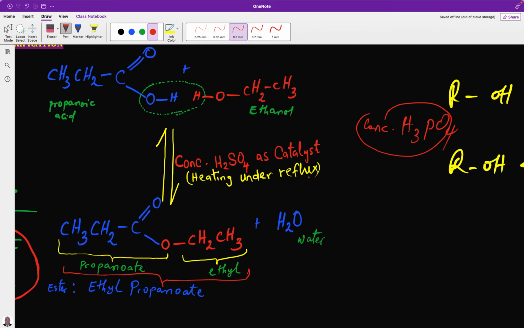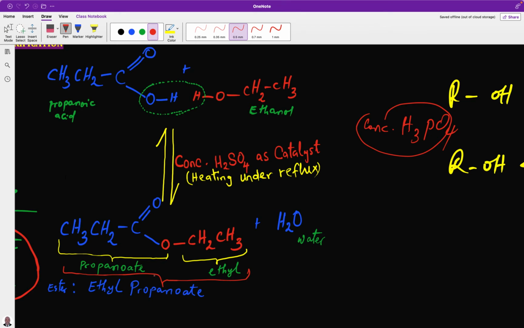What will be the product? The product will be an ester that is being formed with the elimination of a molecule of water. And this is what happens. For the purpose of revision, this is what will happen during the reaction. Our condition here will be what? Concentrated sulfuric acid acting as catalyst, or concentrated phosphoric acid, and heated under reflux.